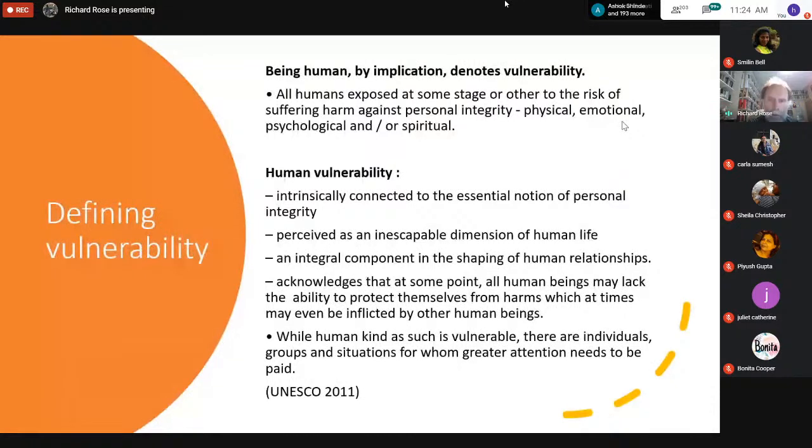But actually, the example I've just given you shows that when we're taken out of a situation of comfort, we immediately become vulnerable. And this is important for all of us because human vulnerability is, as it says here, a notion of personal integrity. Personal integrity relates to the confidence we have to cope in the society in which we live and exist. Once that integrity is challenged, we become more vulnerable. It's obviously, as it says, an inescapable dimension of human life.